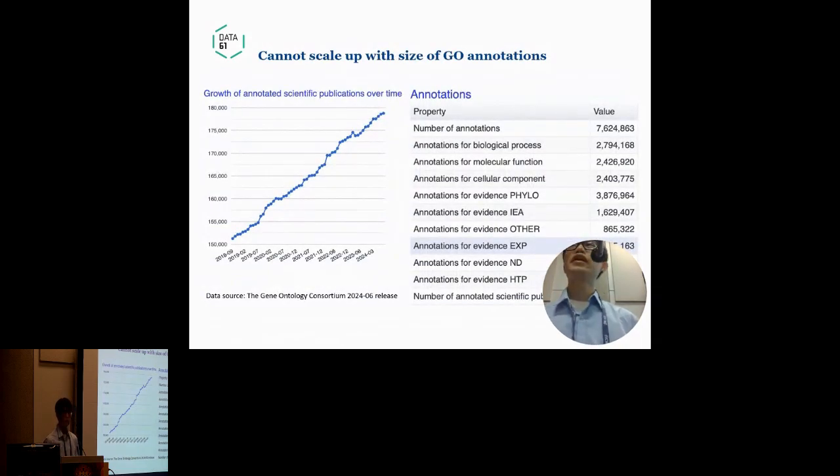If we narrow down the focus to the gene ontology annotation resources, we can also notice that this manual quality assurance cannot scale up with the growth of the annotation. The left shows the accumulation of the annotated publications that need to be constantly monitored, and the right shows the current total count of the literature-based GO annotations with a property assigned as EXP.